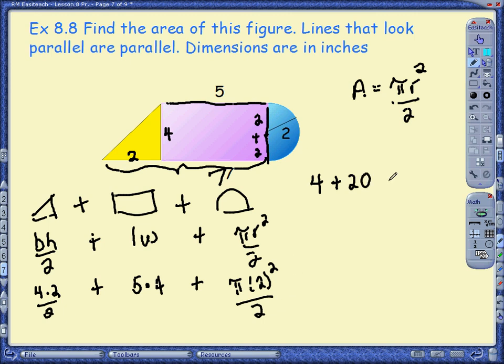And this would be 4 pi over 2. I can reduce that, and so I have 24 plus 2 pi, and that's going to go in parentheses, inches squared. You can leave your answer like that, or you can approximate it by multiplying 2 times pi and then adding what you get to 24.